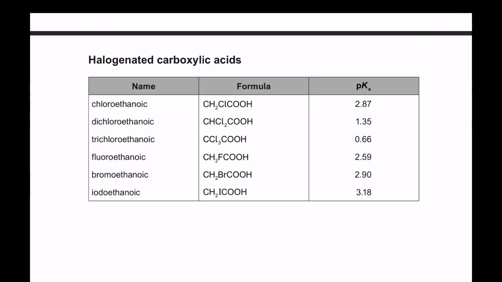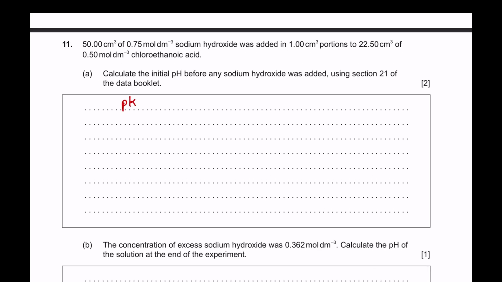You will get the pKa values. So chloroethanoic acid is this. It has a pKa value of 2.87. So your pKa is 2.87. So the Ka value is just 10 to the power of minus 2.87. So it's 1.35 times 10 to the power minus 3.